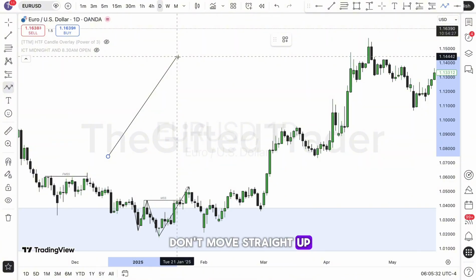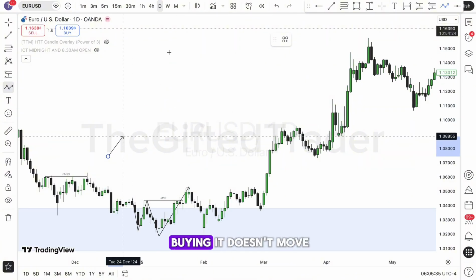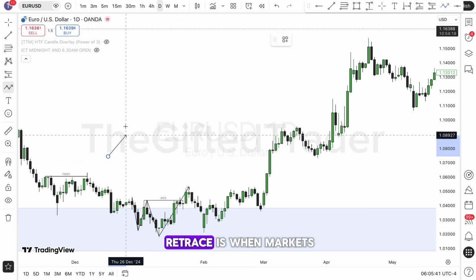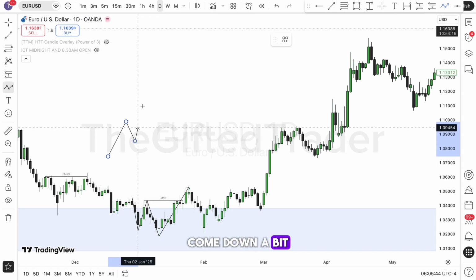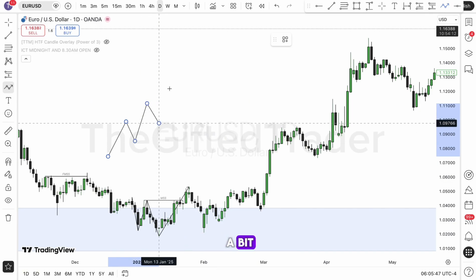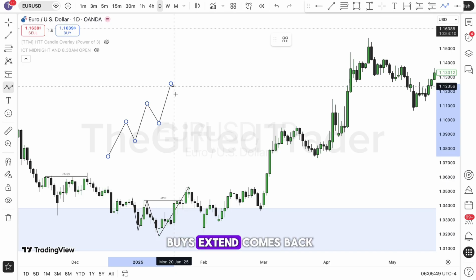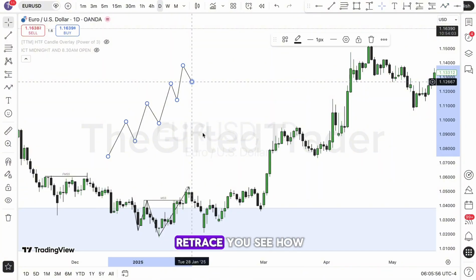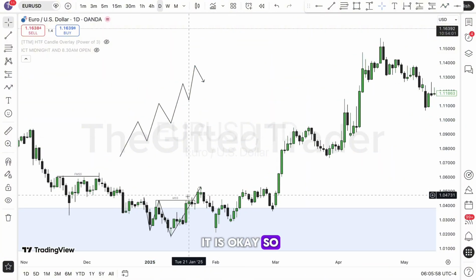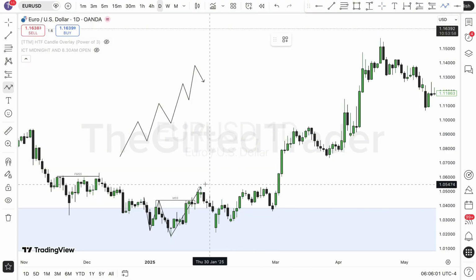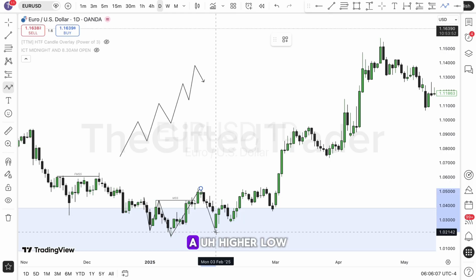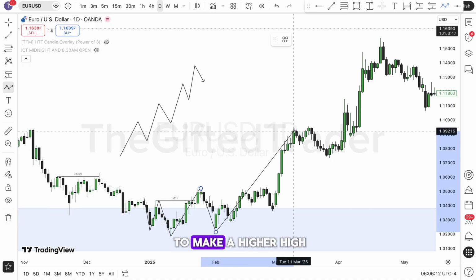Markets don't move straight up, never. If market is buying, it doesn't move straight up. If market is selling, it doesn't move straight down. So what is retracing? Retrace is when markets go up, come down a bit, go up, come down a bit, go up. So it buys, extends, comes back down to retrace. It extends again, comes back down to retrace. You see how it is? Okay, so price went up, made a higher high, then made a higher low. The price went ahead to make a higher high.